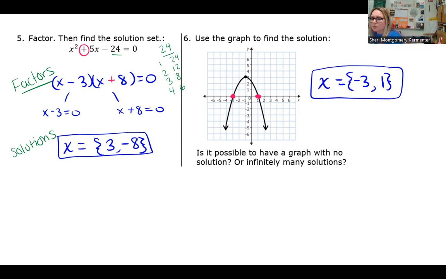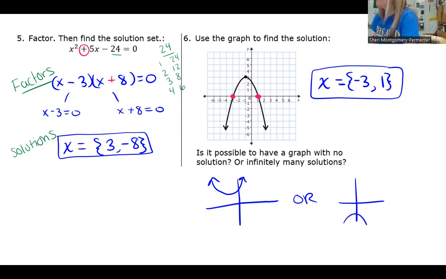Next, it says, is it possible to have a graph with no solution? What would that graph look like? Sideways. So do you mean like, if I'm just a U-shaped graph, am I going to do what? That is exactly right. So some possibilities, I could be above it, anywhere above it, facing up, or I could be below facing down, right? Do those cross the x-axis? So would there be any solution?